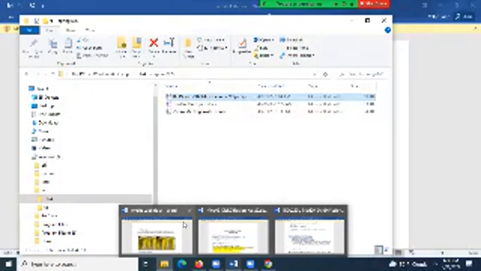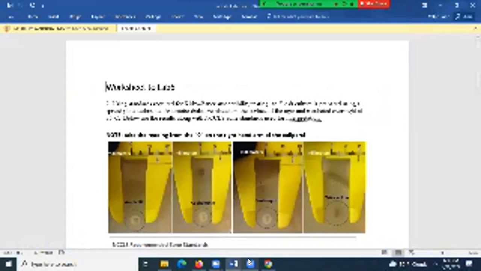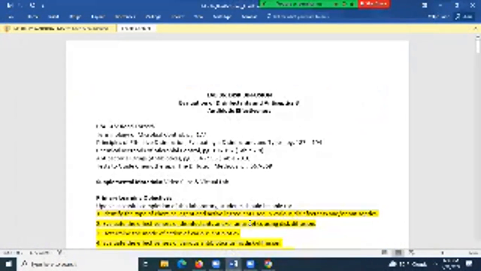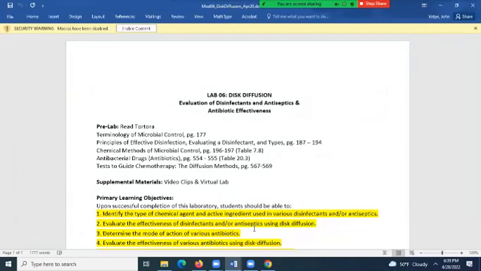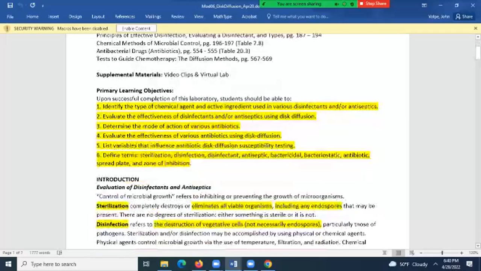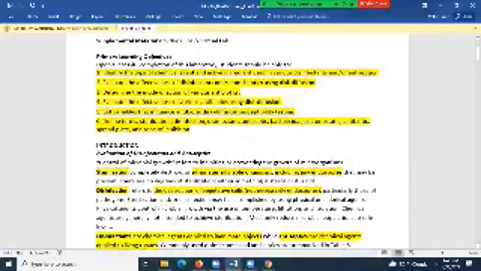All right, let's go back to the lab. This is the worksheet. Here we go. Lab 6, disk diffusion, the evaluation of disinfectants and antiseptics, and the effectiveness of antibiotics. In this lab, we're mainly going to be looking at disk diffusion using antibiotic effectiveness, but we can use the same procedure to look at the effectiveness of disinfectants and antiseptics. So do the reading before doing the lab. There are supplemental materials. You're going to be watching some video clips and performing a virtual lab.